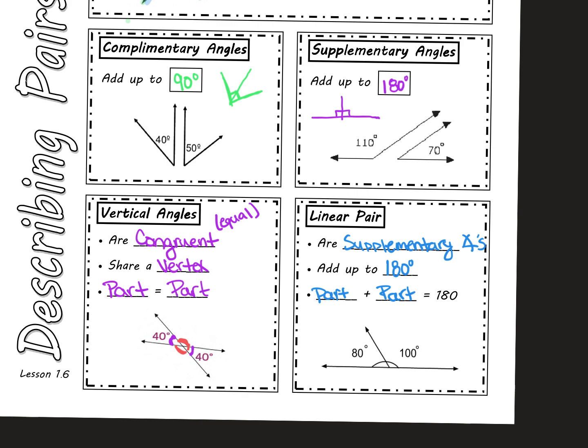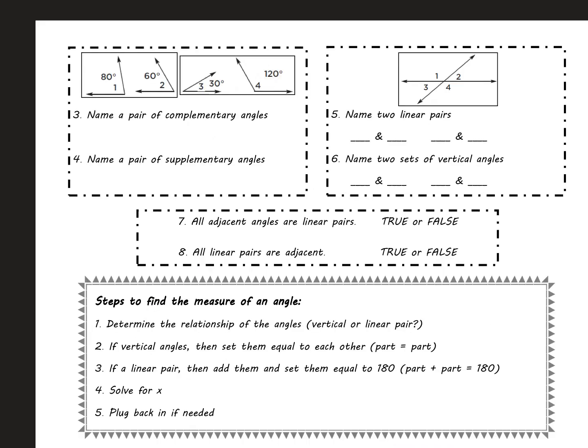All right, y'all, moving on to the back page. It says to name a pair of complementary angles. So we have to remember that complementary angles, y'all, means 90 degrees. And so we can look at one. One is 80, so the other angle would have to be a 10. There's no 10 here. Angle 4 is already 120, so that's already too much. But then we have angle 2, which is 60, and angle 3, which is 30. 60 plus 30 equals 90. So that is our answer. So angle 2 and angle 3 are complementary.